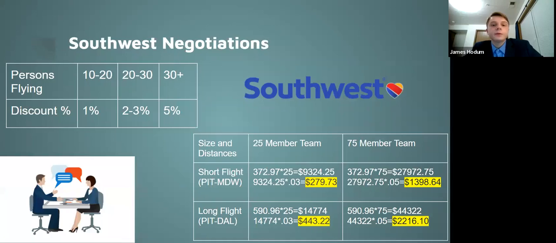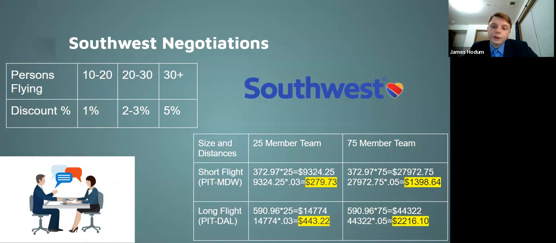And then for Southwest, this is going to be more focused on sports teams or competitions based on their size, and that will determine their discount. For 10 to 20 person teams, they'll be getting a 1% discount. For 20 to 30, they'll be getting a 2 to 3% discount. And for 30 plus, they'll be getting a 5% discount.